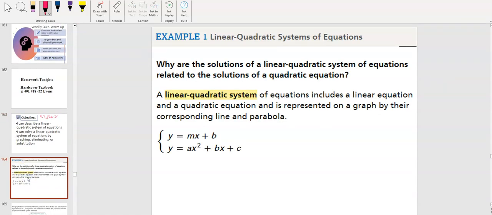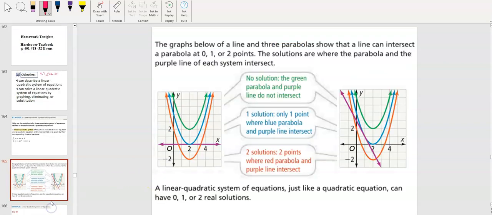All right, so like I said, the beginning of this is just identifying what is a linear quadratic system of equations and how do I find solutions of a linear quadratic system of equations. A linear quadratic system of equations includes one linear equation and one quadratic equation and is represented on a graph by their corresponding line and parabola. So when I have slope-intercept form, not always in that form, and if I have something in standard form of the quadratic equation, then I know I have a linear quadratic system.